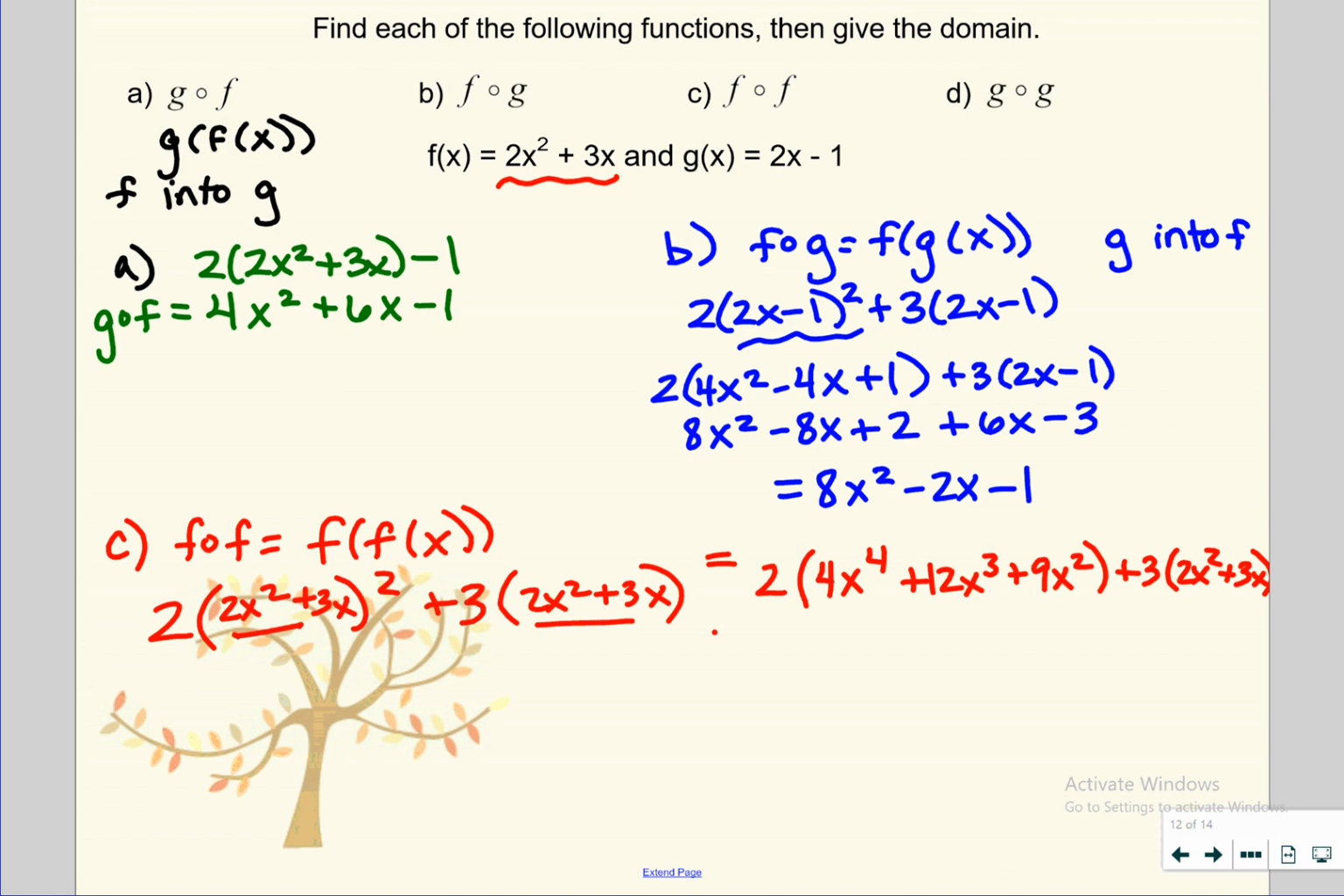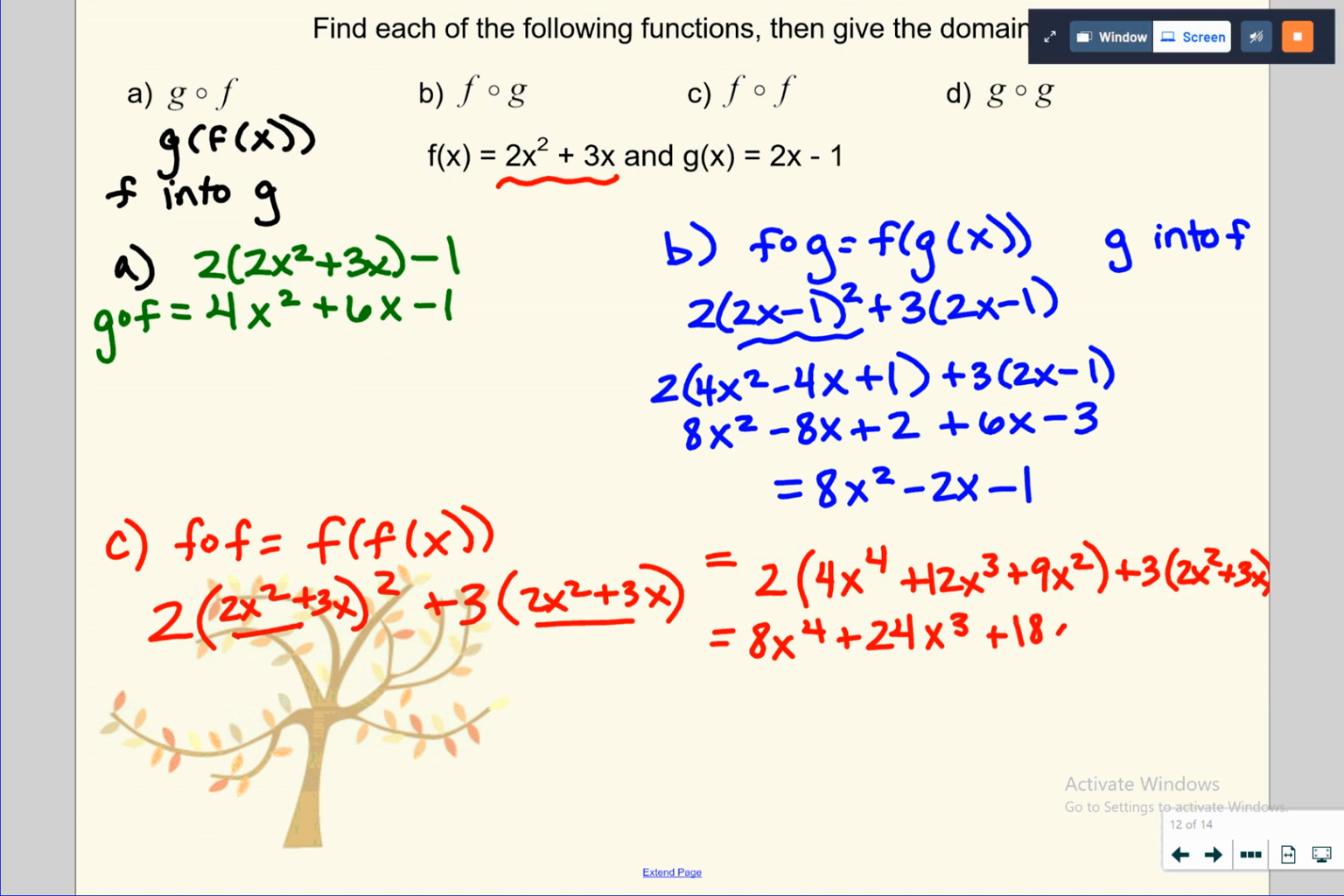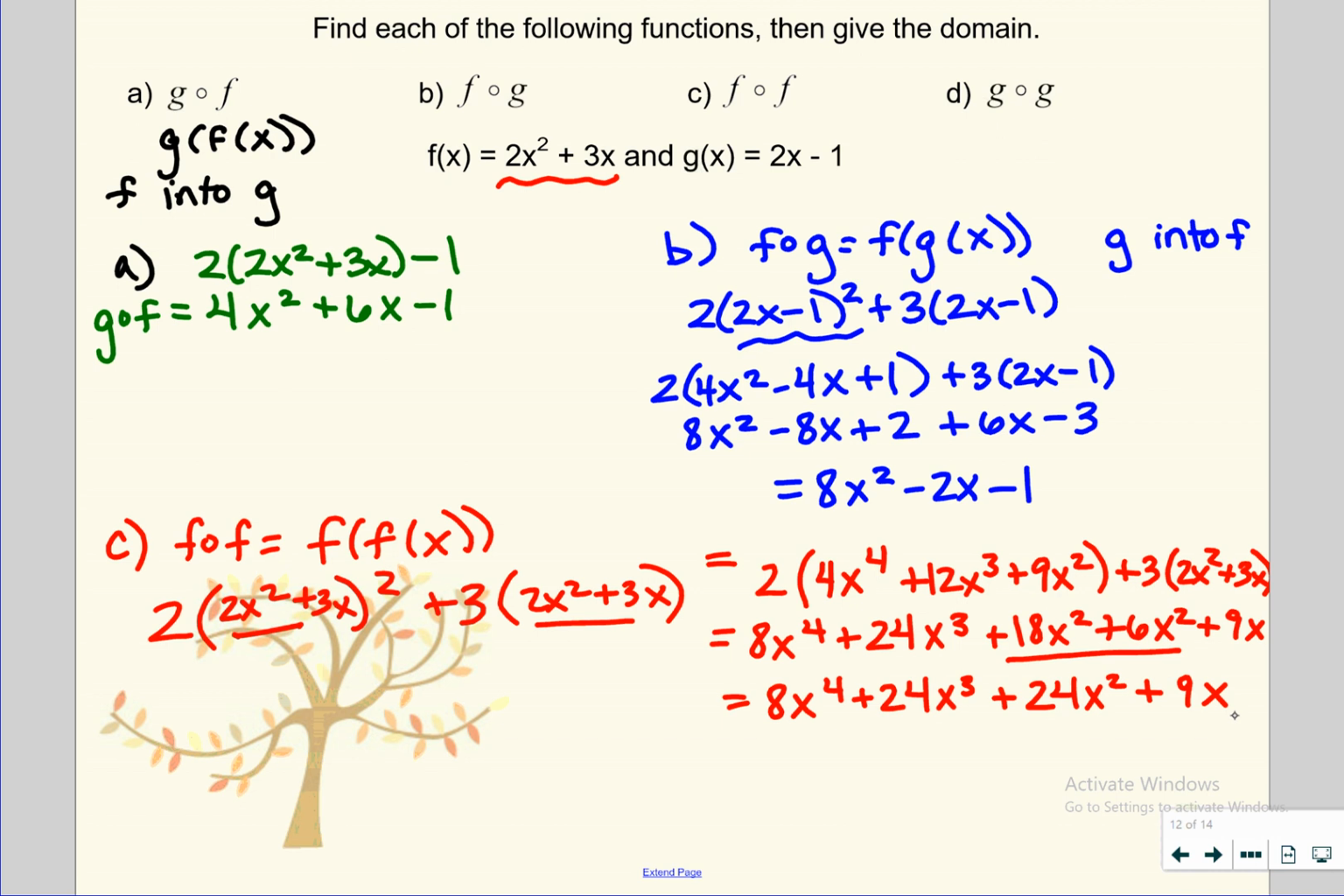Then we distribute. 8x to the 4th plus 24x to the 3rd plus 18x squared plus 6x squared plus 9x. And then we add together any like terms, which I just have 2 like terms. So my final answer is going to be 8x to the 4th, 24x to the 3rd, 24x squared, and 9x.